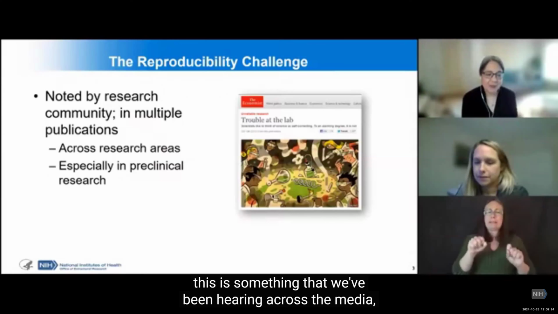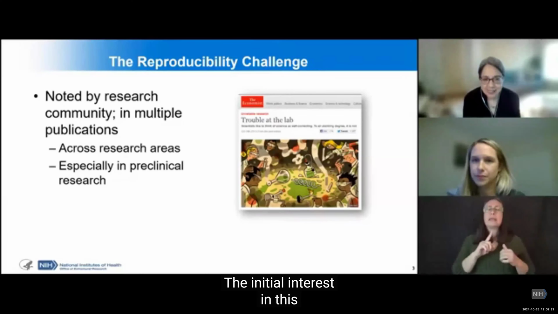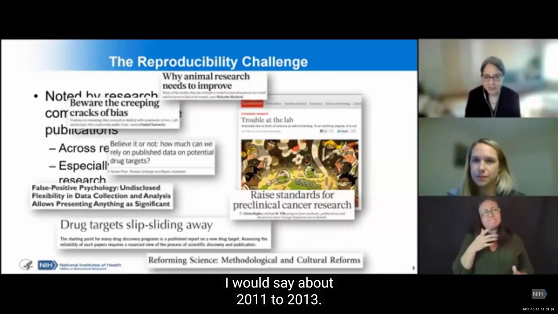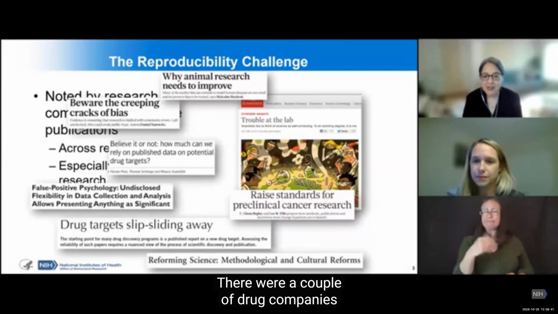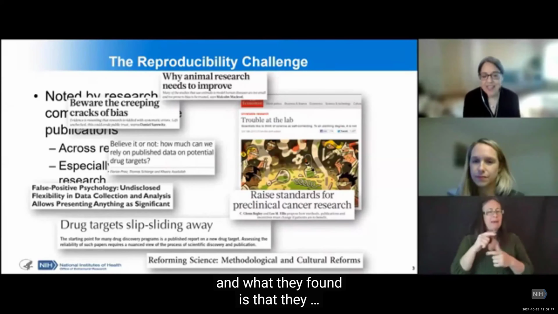Okay, so the reproducibility challenge. This is something that we've been hearing across the media, as well as amongst our researchers. The initial concern with reproducibility came about around 2011 to 2013. There were a couple of drug companies that were trying to reproduce data in order to go on to develop drugs. And what they found is that for a large number of the studies that they attempted to reproduce, they were unable to. A lot of publications came out about the issues, like drug targets sliding away, and it became very pervasive at that point.